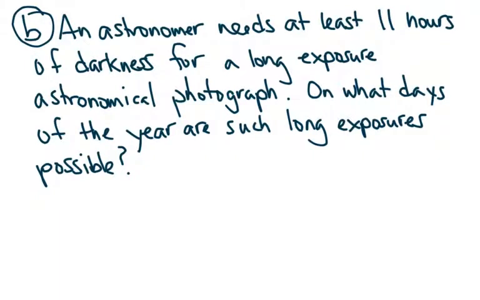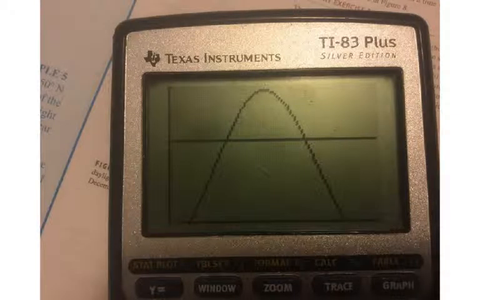In part B, an astronomer needs at least 11 hours of darkness for a long exposure astronomical photograph. On what days of the year are such long exposures possible? Well, our equation is not about the number of hours of darkness, it's about the number of hours of daylight. So, if you need 11 hours of darkness, you need 13 hours of daylight. So what I'm going to do is graph in my calculator my function, and in y2 I'm going to graph y equals 13 and determine where the two lines intersect.